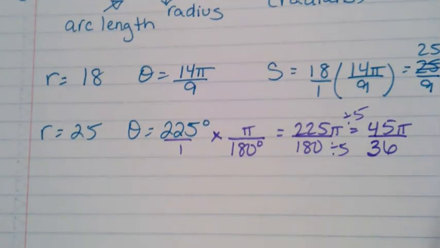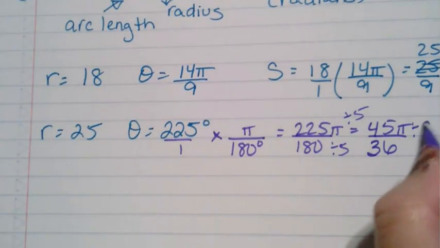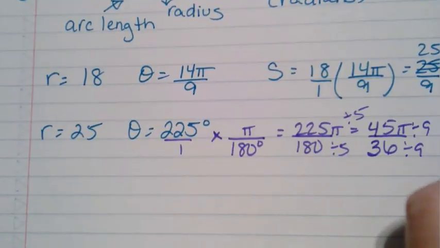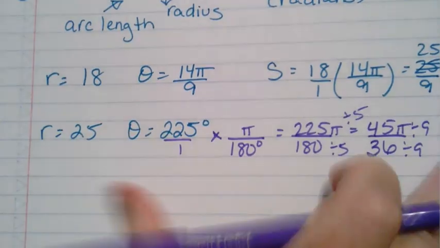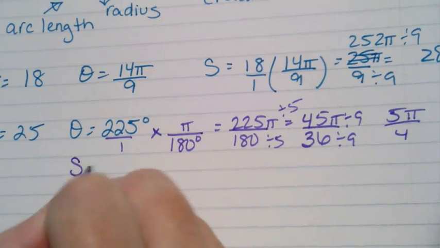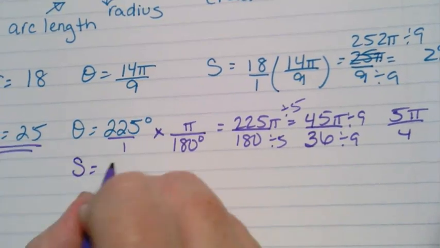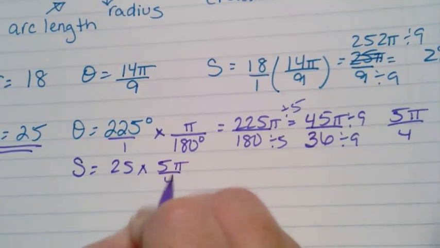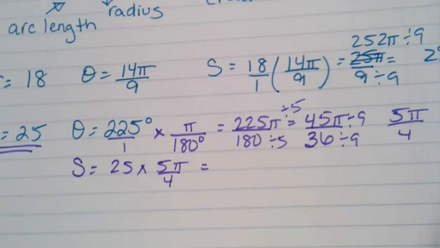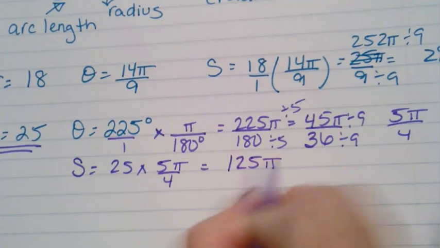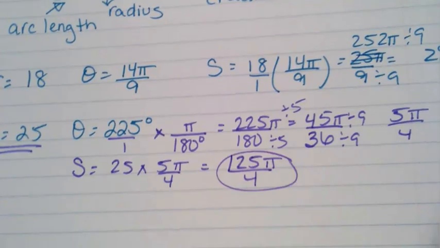I think I can take a 3 out. Does 9 go into both? How about that? 9 goes into both. 45 divided by 9 is 5 pi over 4. Okay, so now here we go. We got 25 times 5 pi over 4. I think that equals 125. So 125 pi over 4 is your final answer.